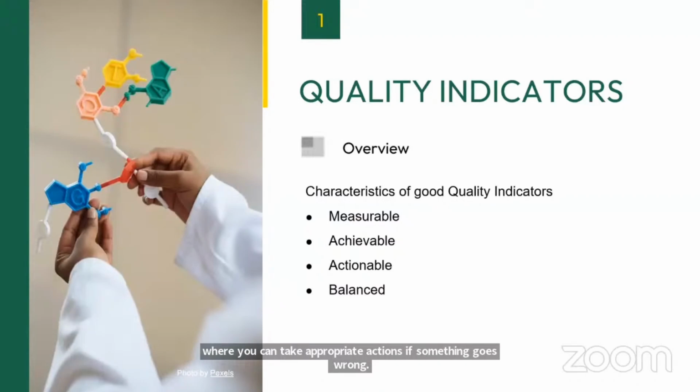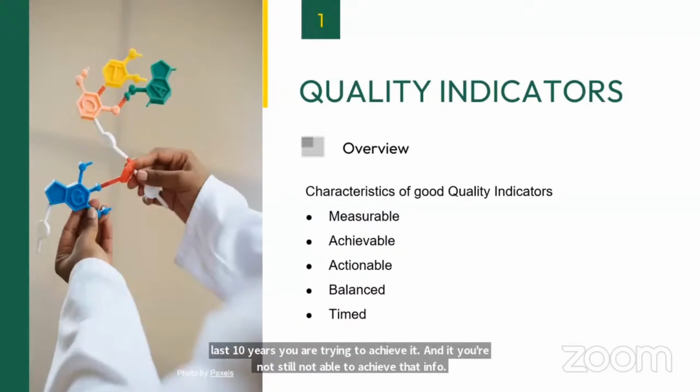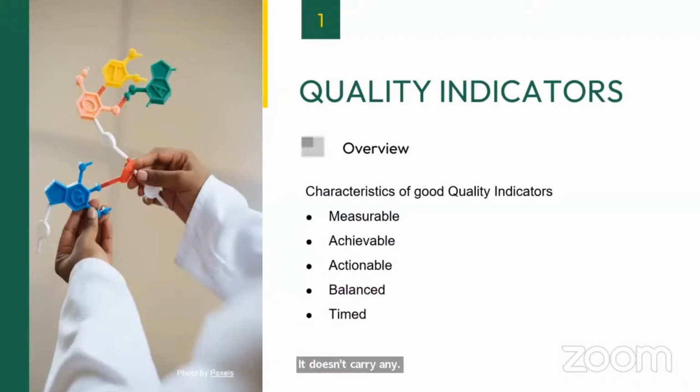You should not expect anything which is unrealistic, and timed. Within a stipulated time period, you should complete those quality indicators, you should complete those benchmarks, you should achieve your targets with respect to the quality indicator. It is not like you have fixed some quality indicator and for the last 10 years you are trying to achieve it and you are still not able to achieve it, so it doesn't carry any useful outcome. So it should be timed.